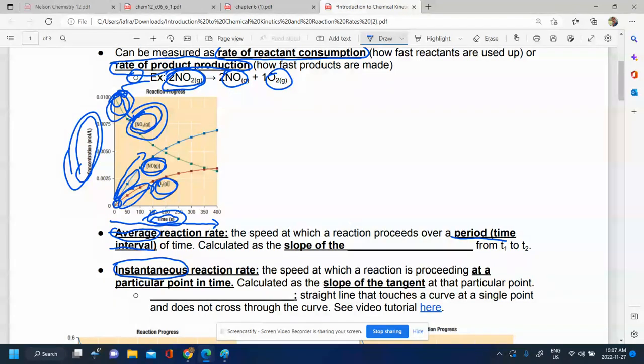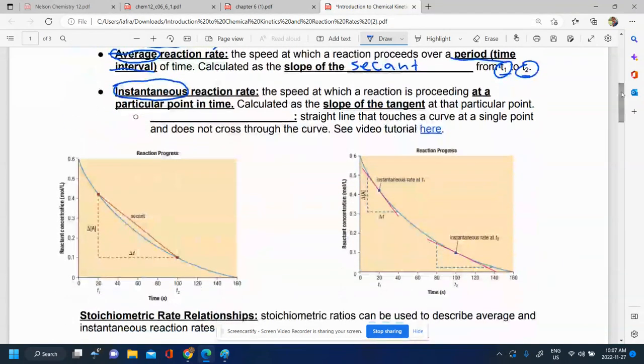So between two different times, so between time 1 and time 2, for example. And to calculate that rate, what you would do is you would do the slope of the secant that forms between those two times that you're interested in the reaction. So for example, if we scroll down over here, there's no specific reaction shown here. It's just for a generic reaction.